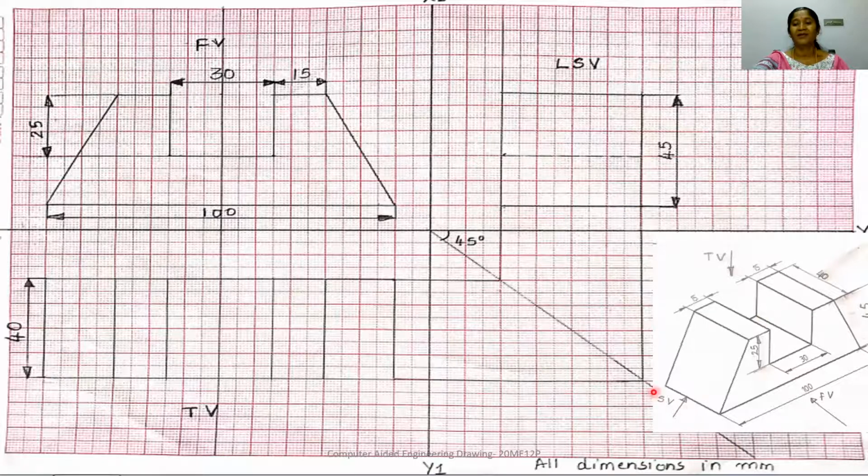That is, this width is 40 mm in the side view, and this height will be 45 mm. That we get from the front view of the component. So complete this rectangle, and this completes the side view.